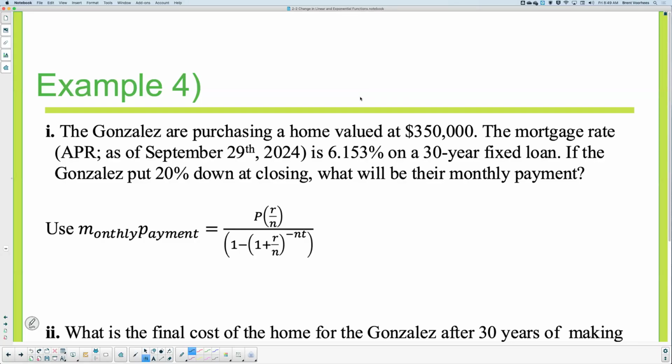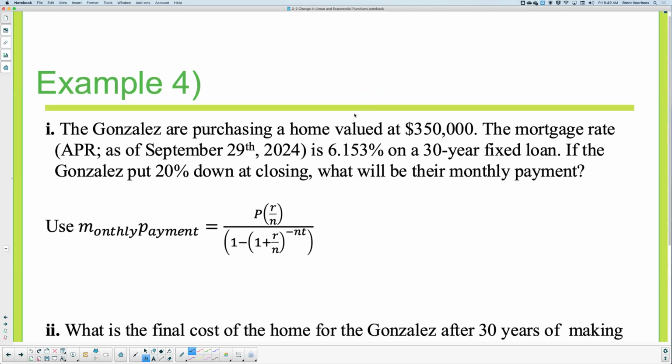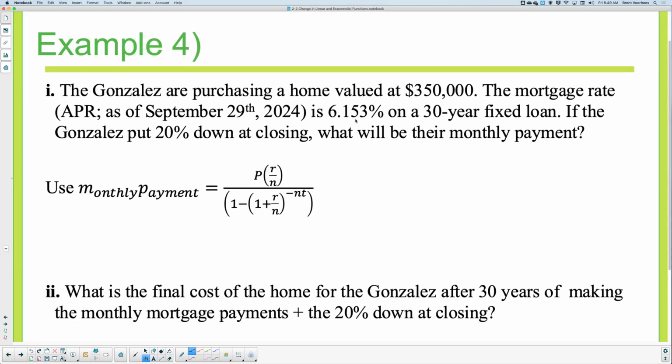All right, example 4, the last one I want to look at. And this one's really more for your benefit, not necessarily for AP curriculum. But it says this: the Gonzalez are purchasing a home valued at $350,000. The mortgage rate, which we can call APR, as of September 29th, is 6.153% on a 30-year fixed loan. If the Gonzalez put down 20% at closing, what will their monthly payment be?